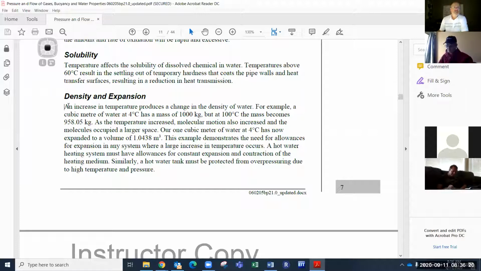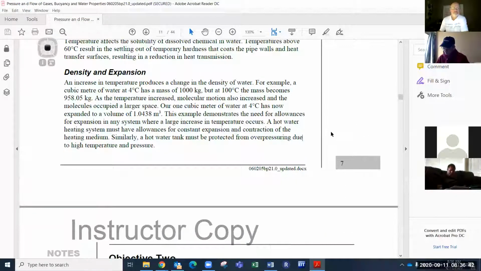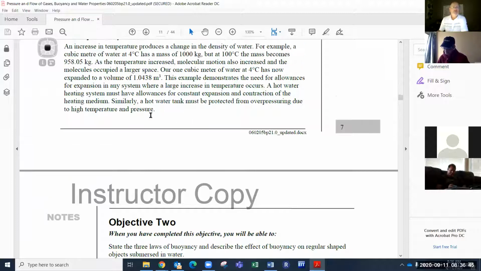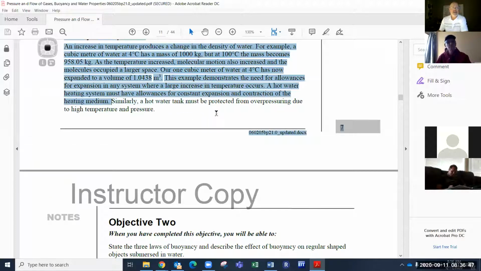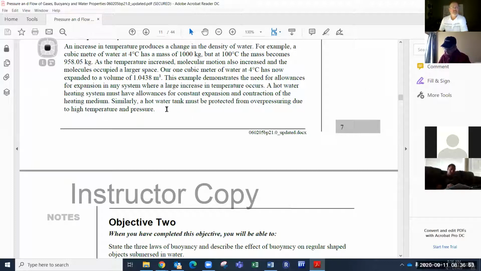Now, we also talked about water expanding. I remember we talked about water expanding as it goes from the most dense at 4 degrees C all the way to the boiling point. It expands. And again, we need to have protection from overpressure due to high temperatures. And how do we protect? This statement says a hot water tank must be protected from overpressuring due to high temperatures. How do we protect a hot water tank from that?